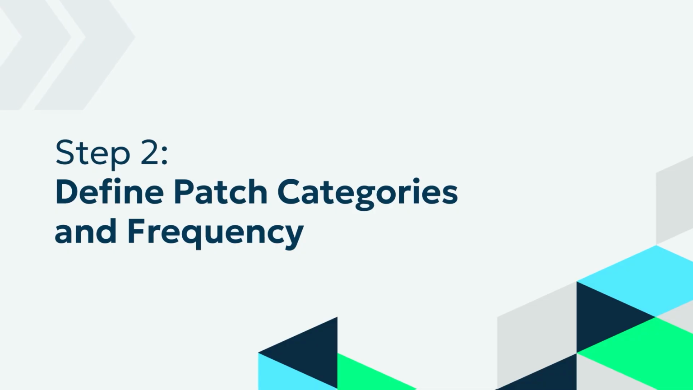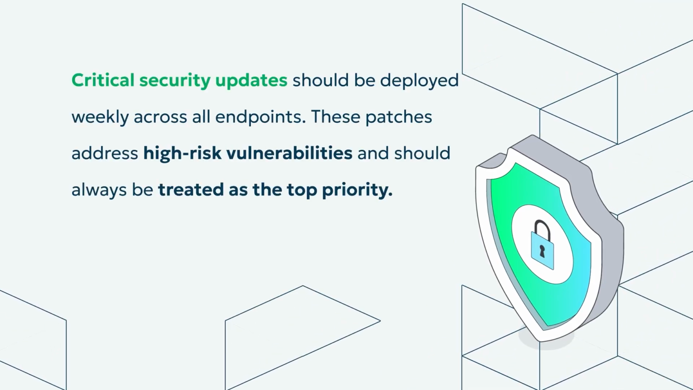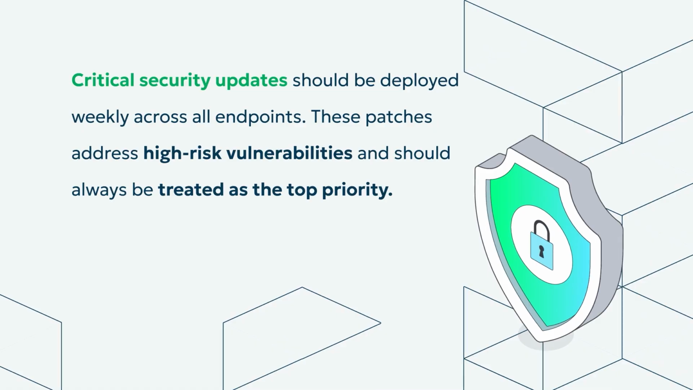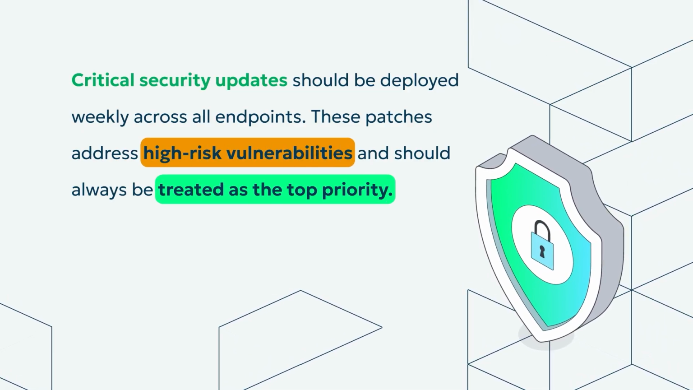Step 2. Define patch categories and frequency. Next, you must categorize patches and define how often each type of update is applied. Critical security updates should be deployed weekly across all endpoints. These patches address high-risk vulnerabilities and should always be treated as the top priority.